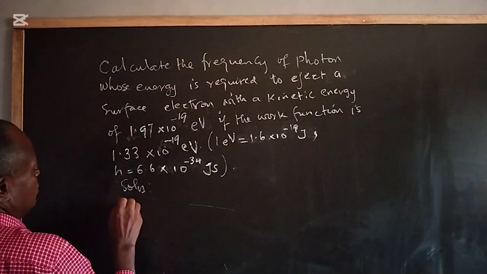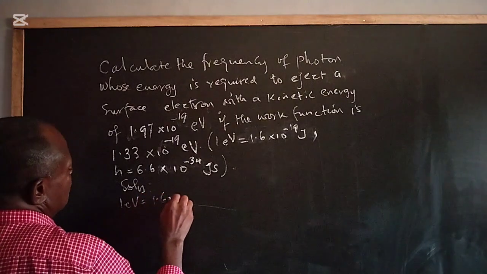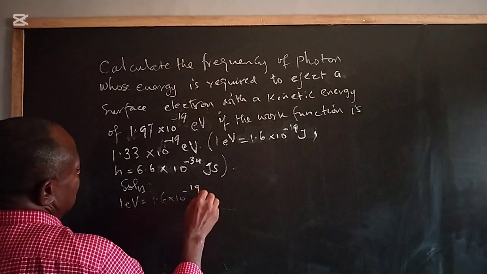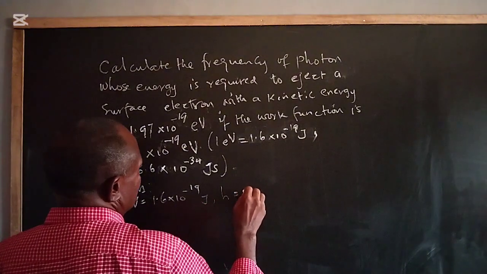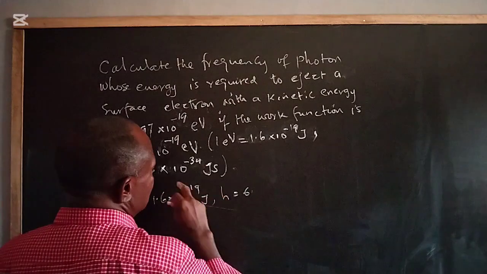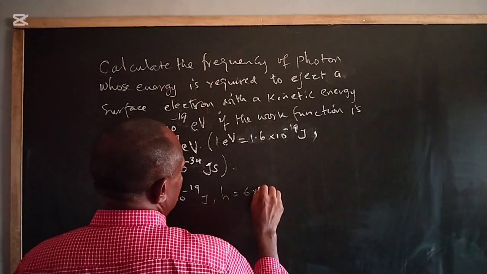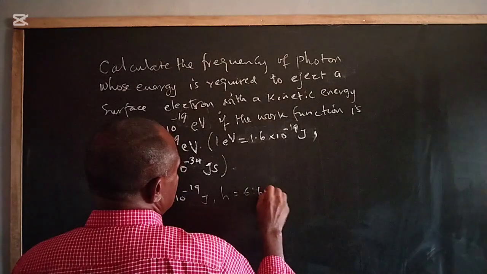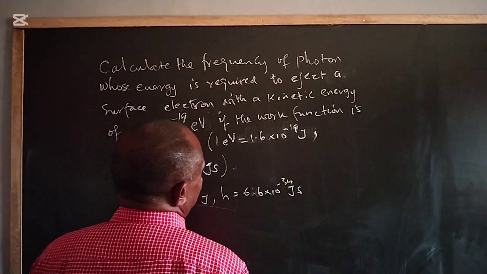Okay, they told us that for every 1 electron volt, we have 1.6 times 10 raised to the power minus 19 joules. And they told us the Planck's constant, I told you before, 6.63, but this time they said just 6.6 times 10 raised to the power minus 34 joules second.